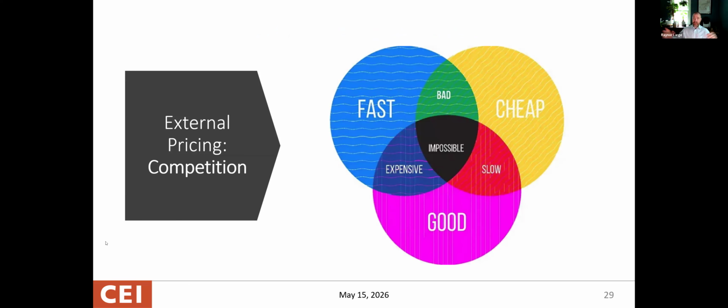When you're looking at those competitors, a lot of people use something like this to understand how to talk about their value and their proposition, right? It can be fast and cheap, and the implication there is that you're not high quality, that you're bad quality, but it's fast and cheap. You can be fast and good, which is expensive, and you pay for that speed and quality. You can be cheap and good, but that's slow. And then I put impossible in this middle, right? To say, can you be all three?